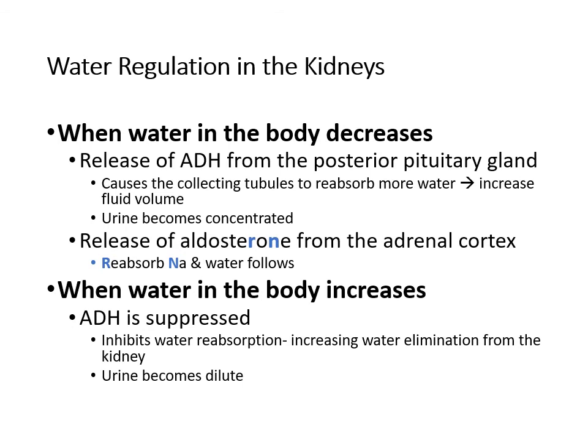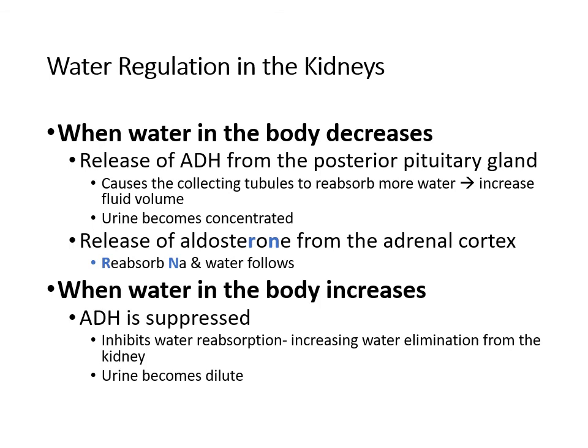What happens when the water is increased in your bloodstream or in your body? So let's say increased circulating plasma volume. Well, ADH will be turned off, right? Because it doesn't want to reabsorb any more water. So the kidneys won't reabsorb fluid, and you'll produce more urine, right? And you'll have dilute urine.